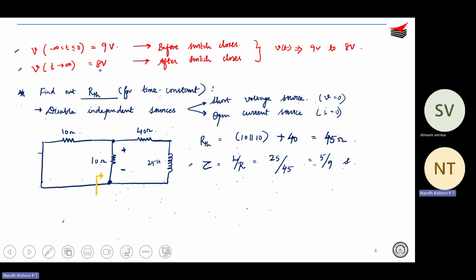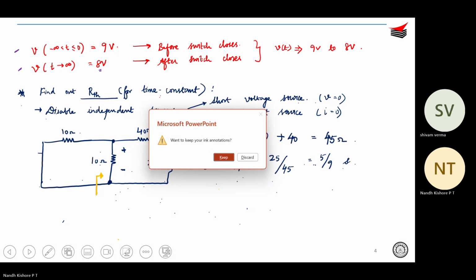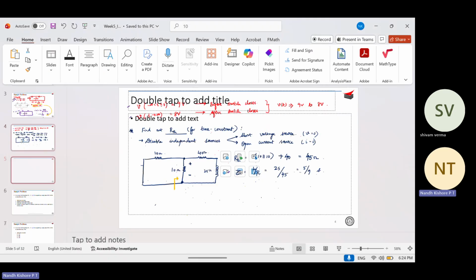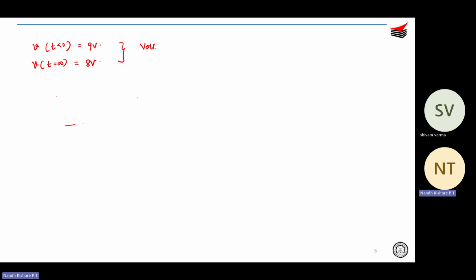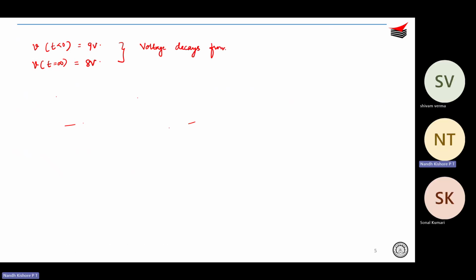So let's take a new slide. I will just insert a new slide. Again, let's try to understand what's happening over here. The voltage was initially, that is at t less than 0, 9 volts, and at t equal to infinity, voltage goes to 8 volts. So basically you understand that voltage decays from 9 volts to 8 volts.